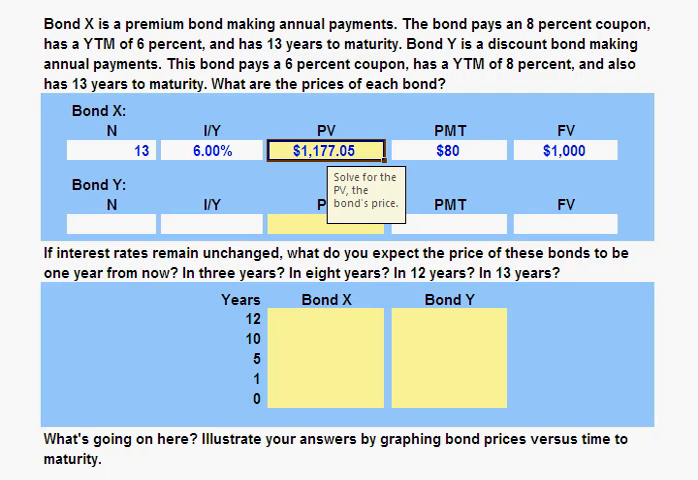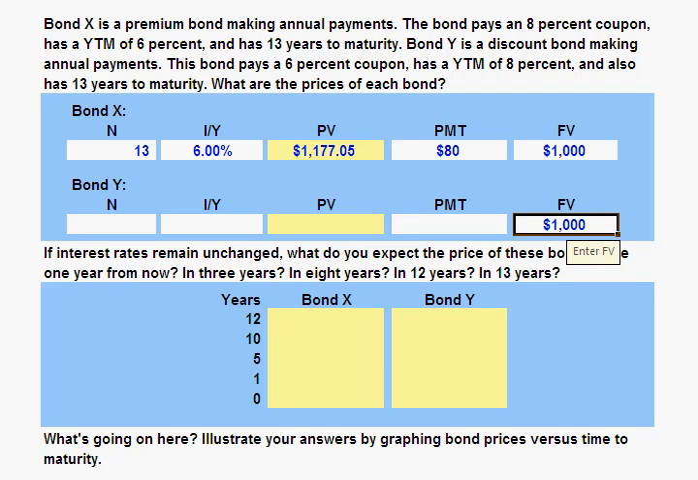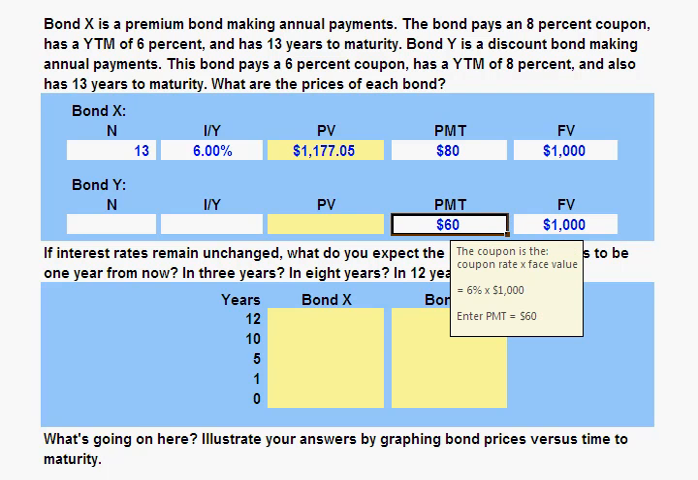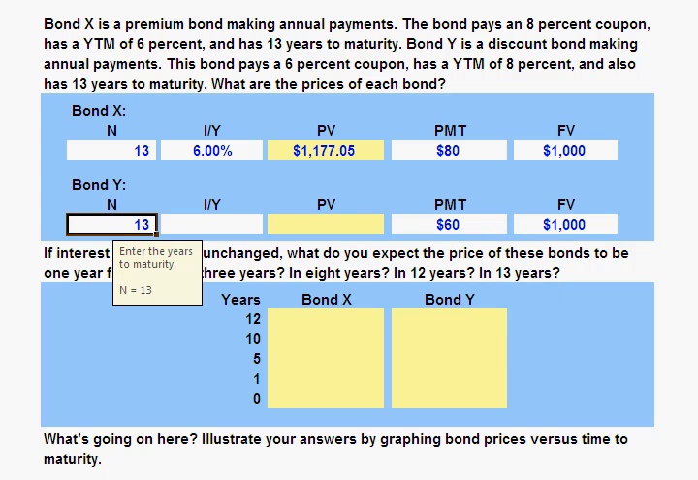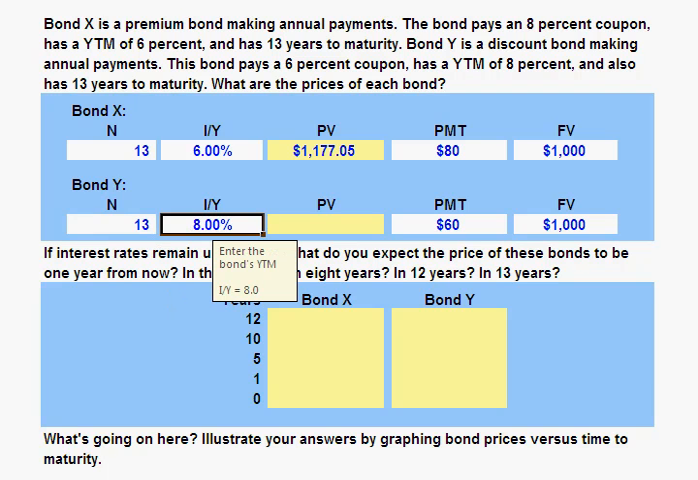For Bond Y, again, we'll enter the $1,000 face value or par value as the future value. The coupon payment on this bond is $60. It's the 6% coupon rate times the $1,000 face value. We're told that this bond also has 13 years to maturity. Enter 13 for the number of periods. We're told that the yield to maturity on this bond is 8%.